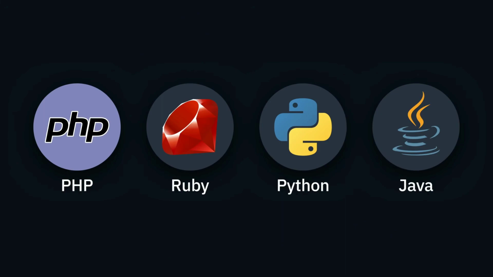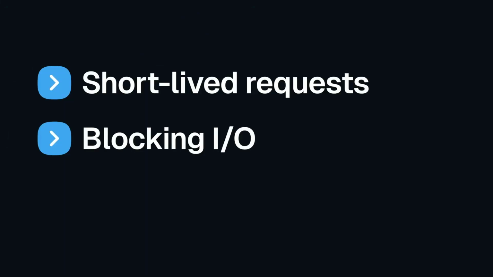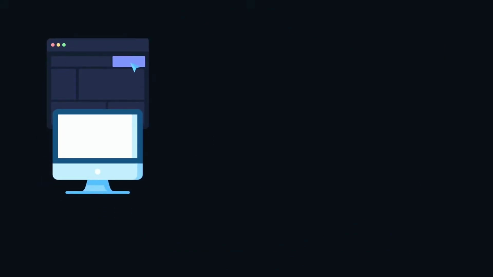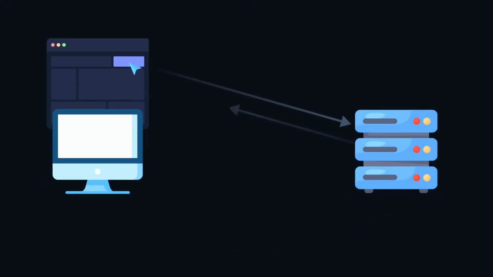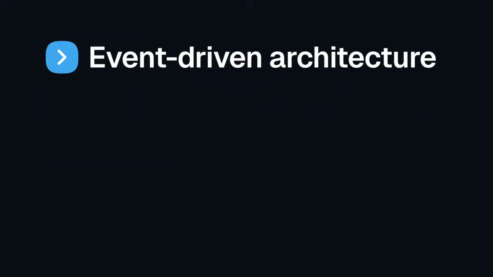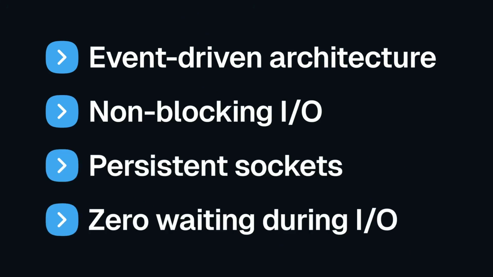But traditional backend stacks relied on short-lived requests, blocking I/O, and one thread per connection. They assumed that user clicks, server responds, and the connection closes. But real-time apps needed event-driven architecture, non-blocking I/O, and persistent sockets with zero waiting time.